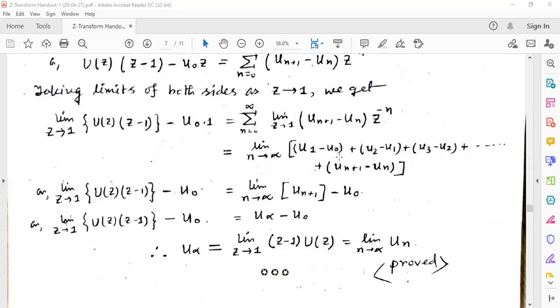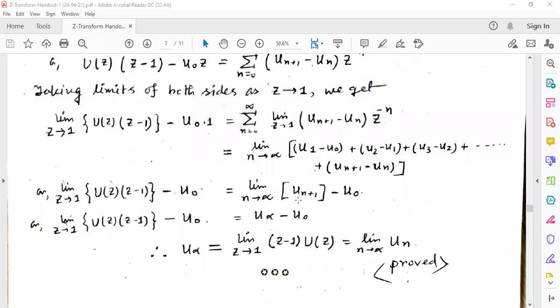Here, minus u0, what will be the part before this? It will be un minus un minus 1, the part before the last one. Yes sir, un minus 1. That plus un minus un will cut. Again this part also cuts. The only remaining part is un plus 1 minus u0.